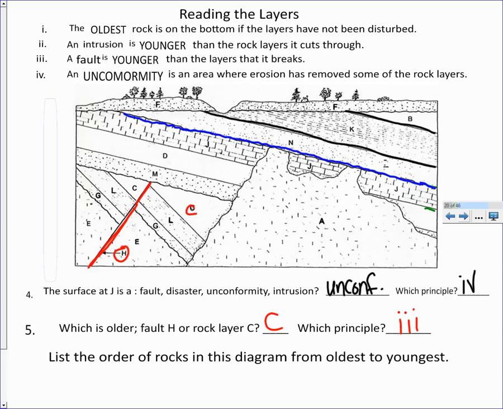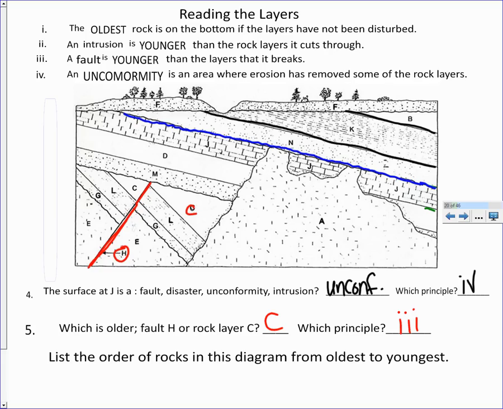What are we talking about? What is the question asking about? Is it just talking about layers? It's now thrown into the fault. So the reason is that the fault is younger than the layers that it breaks, because this says that your C is older than the fault, therefore your fault must be younger than the layer that it breaks. Got it?